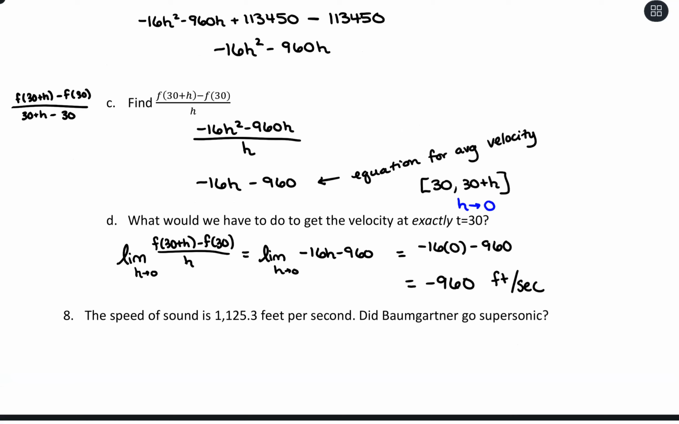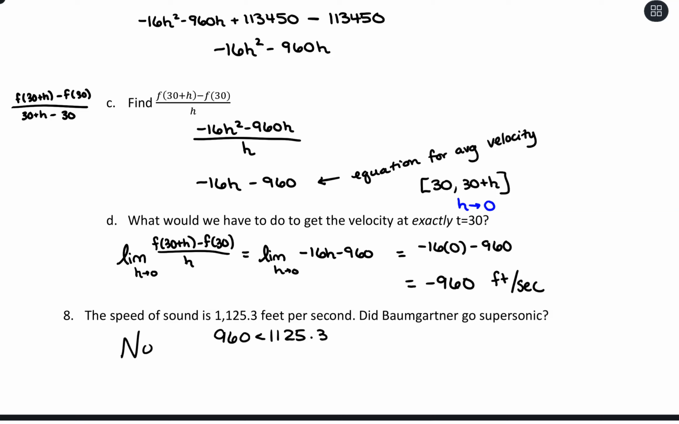So the speed of sound is 1,125.3 feet per second. Did Baumgartner go supersonic? So with this, we're just going to do a comparison. So we got 960, but the speed of sound is 1,125.3. So because 960 is smaller, he did not break the speed of sound. He did not go supersonic at t equals 30.